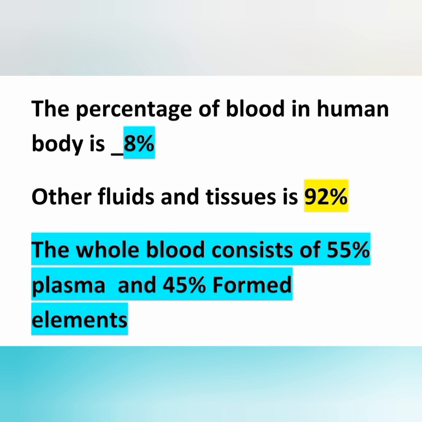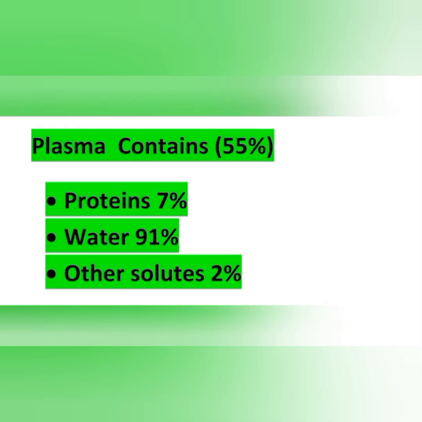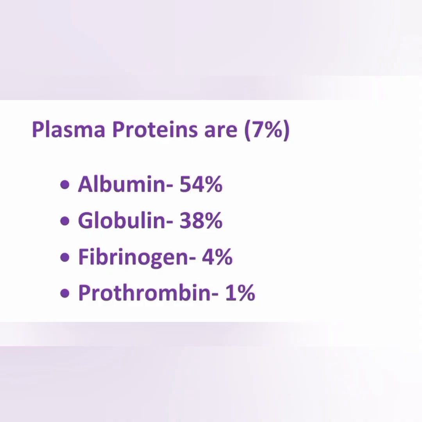Blood is 8% of the total body. That is blood. Blood consists of 55% plasma and 45% formed elements. This plasma contains proteins, water and other solutes. So proteins are 7%, water is 91% and other solutes are 2%. That is the plasma. And the plasma consists of proteins. So the proteins are 7%.